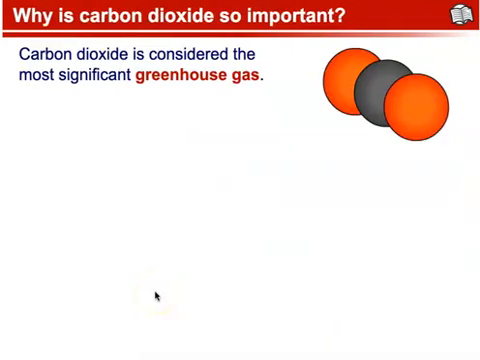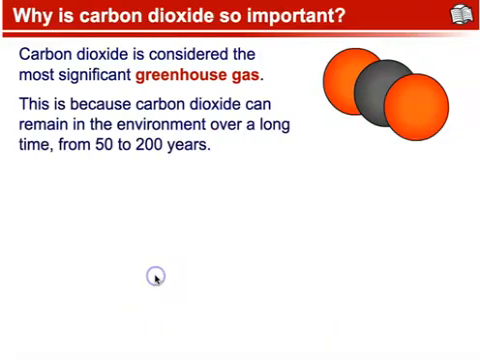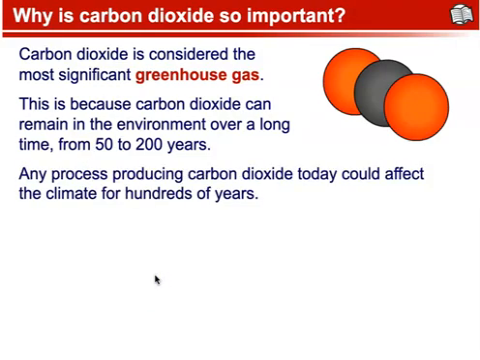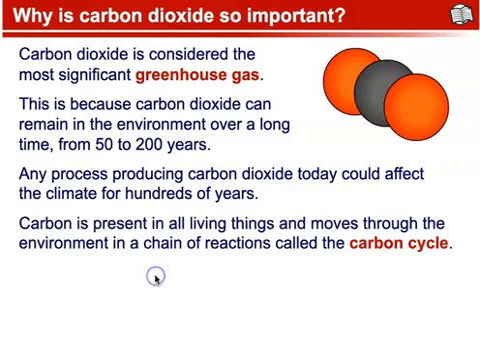So why is carbon dioxide so important? Carbon dioxide is considered the most significant greenhouse gas. This is because carbon dioxide can remain in the environment over a long time, from 50 to 200 years. Any process producing carbon dioxide today could affect the climate for hundreds of years.